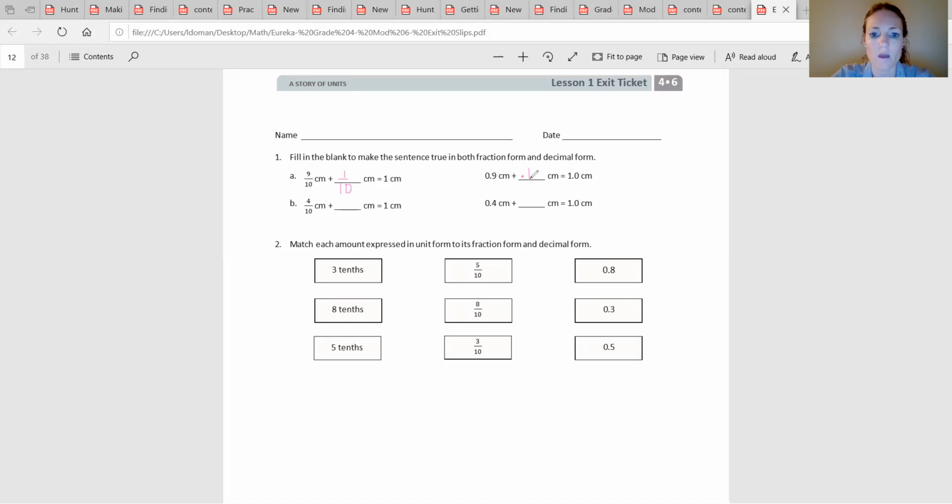So again, to make 0.9 equal 1.0, I would add 1/10, which would be 0.1. Okay, so I'm going to let you do B on your own, and you're going to follow the same thing. How many more tenths do you need to make a whole?